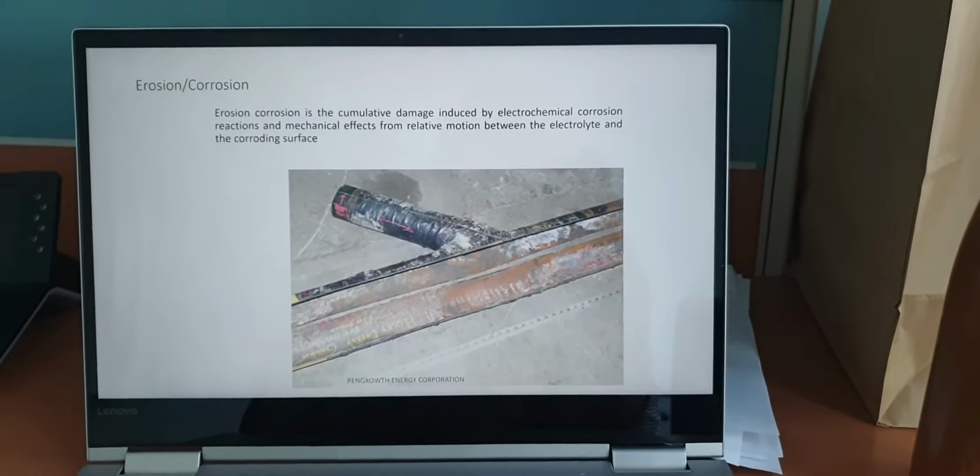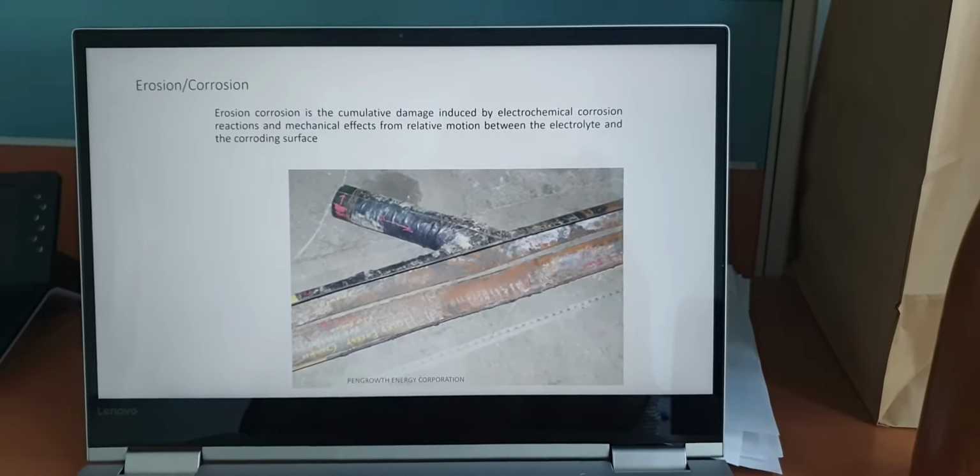It could be intergranular or transgranular. It depends on the material, and it also depends on the stresses. So this is very important, and it is a result of the interaction of this triangle of stress corrosion cracking.